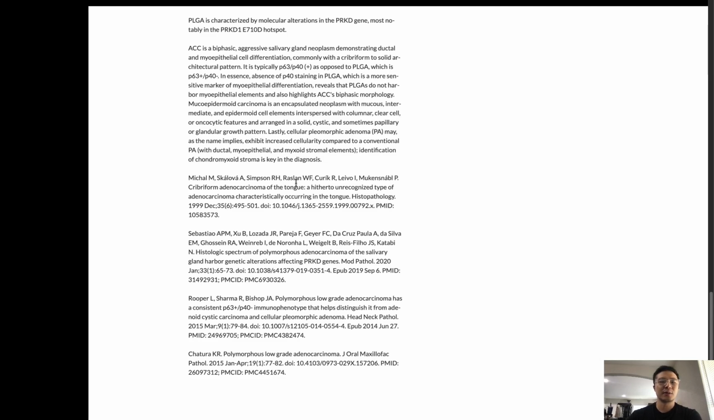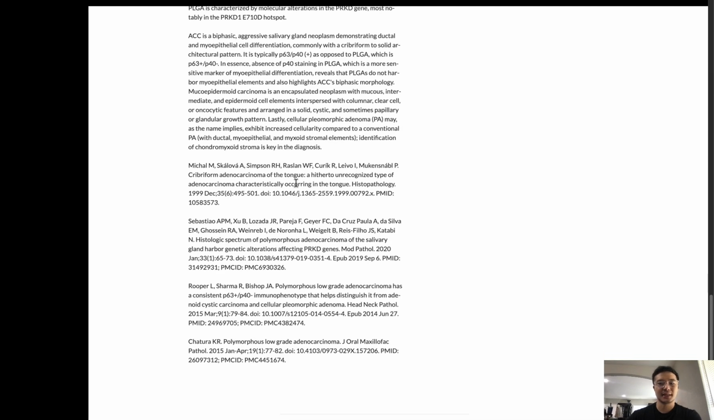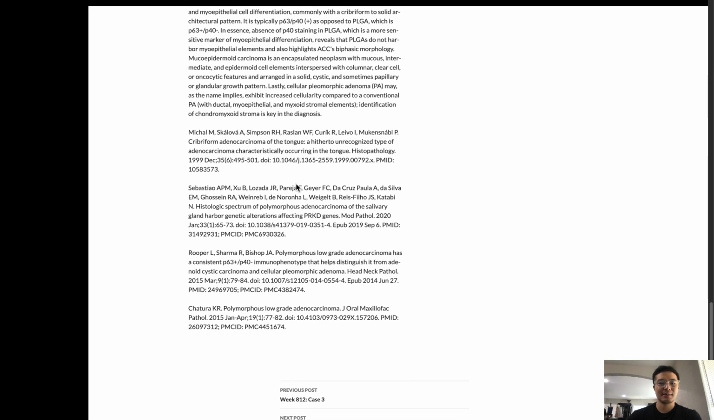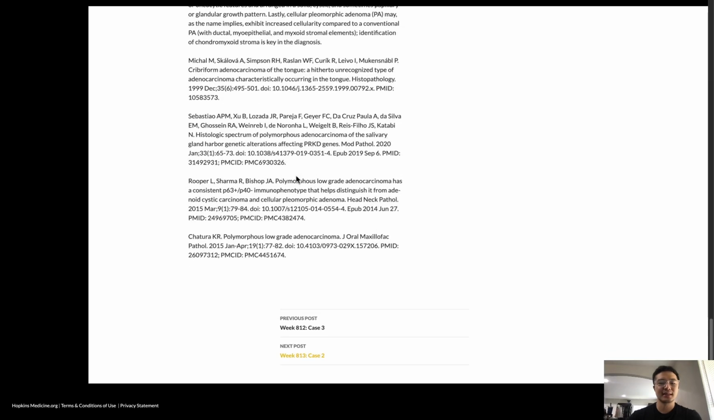Mucoepidermoid carcinoma is an encapsulated neoplasm with mucus, intermediate and epidermoid cell elements interspersed with columnar, clear cell or oncocytic features, arranged in a solid, cystic and sometimes papillary or glandular growth pattern. Lastly, cellular pleomorphic adenoma may, as the name implies, exhibit increased cellularity compared to a conventional pleomorphic adenoma. Identification of chondromyxoid stroma is key in the diagnosis.